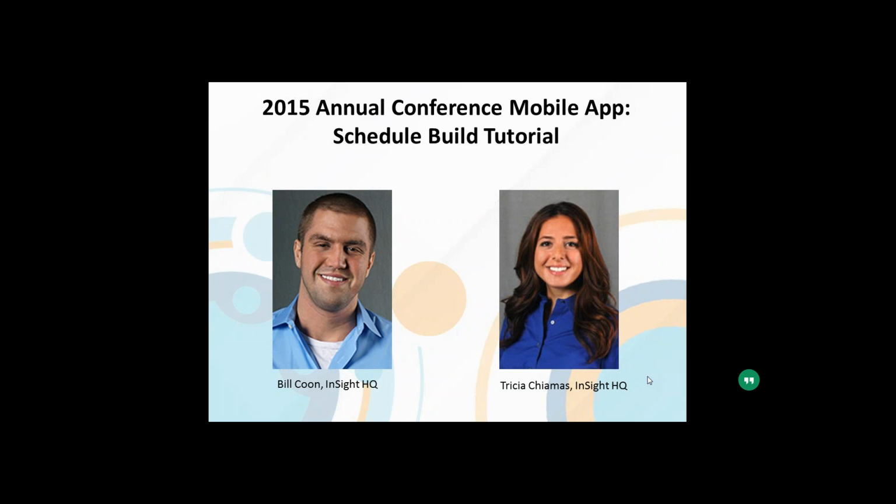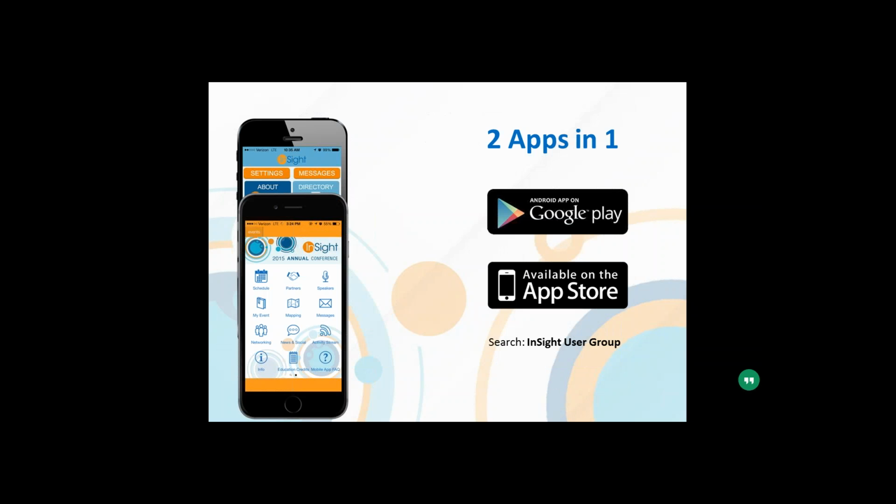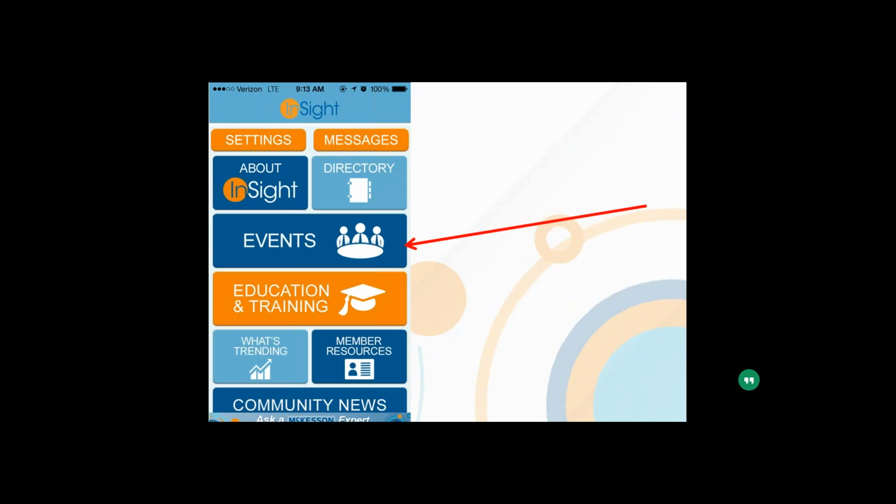And with that being said, the way you can download the conference app is through both Google Play and through the iTunes App Store. It's available on both of those operating systems, both Android and iOS. And you can find the app by searching in either store, InSight User Group. Now, moving on. This year's app is actually built into the year-round app for InSight.